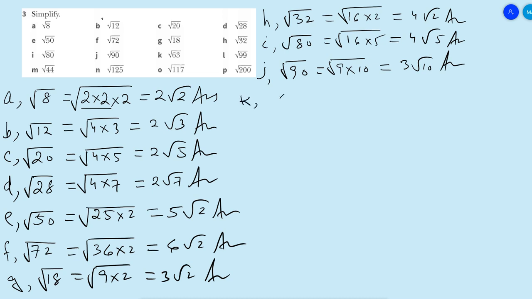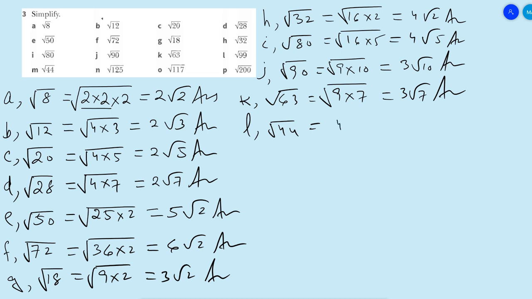K. 63 can be written 9 sevens are 63. The square root of 9 is 3. 3 root 7 is our answer. L. 44. 44 can be written 11 fours are 44. 4 into 11. The square root of 4 is 2. So answer is 2 root 11.